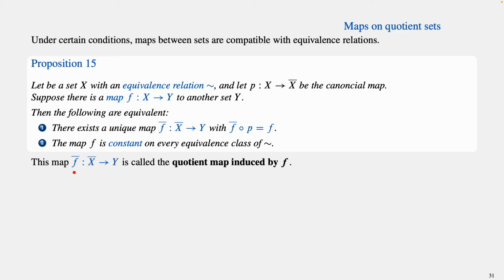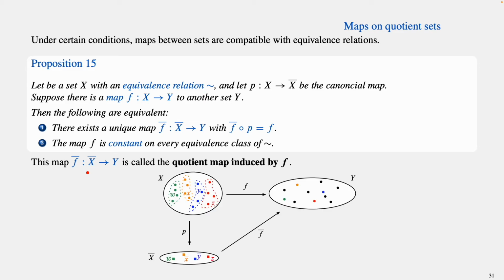Now the map F bar from X bar to Y is called the quotient map induced by F. So reasonable naming because it goes from the quotient set to Y, and it is of course induced by F because its values are determined by the original map F. And yeah, so what this means is that if the second condition of this proposition holds, then the map F can be transferred to this map on the quotient set. And before I prove this theorem, let us better understand what the statement is.